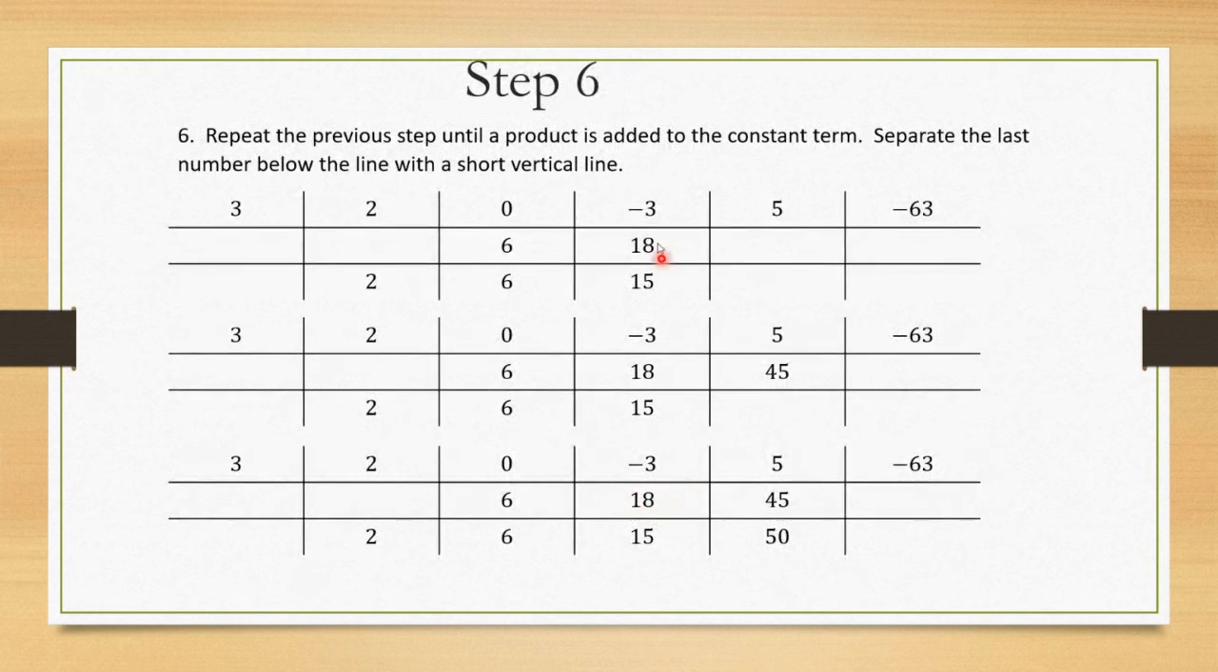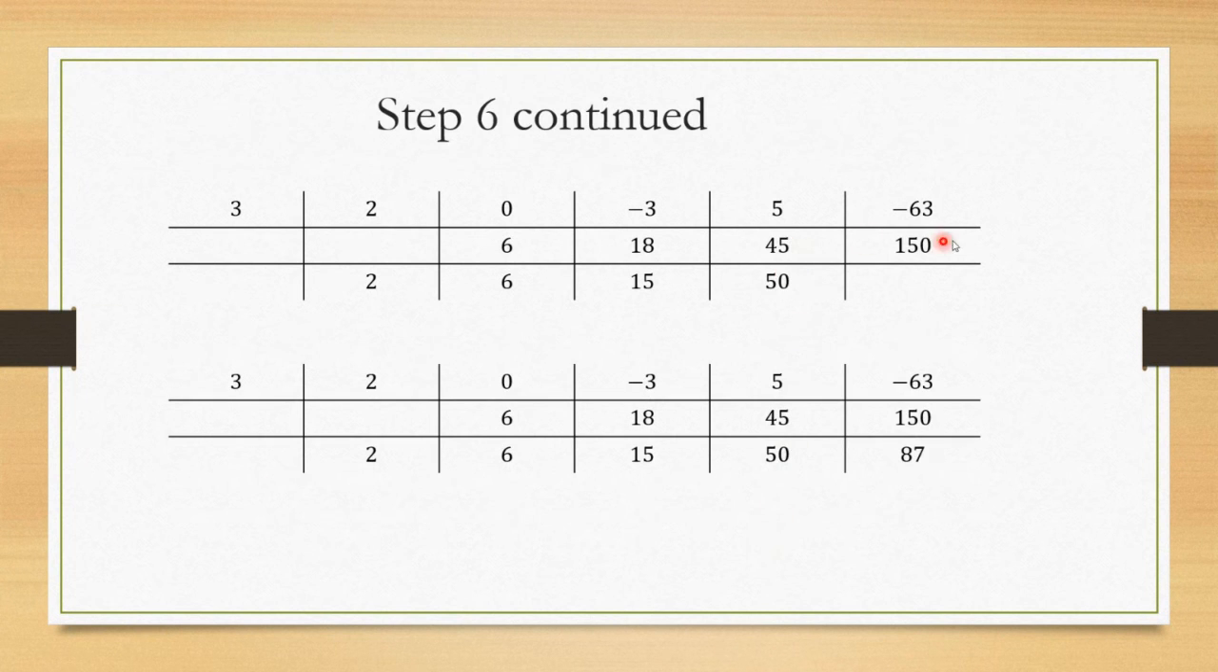Then we have 3 times 15. That's 45. 45 goes here, as you can see in this grid. So we add 5 to 45. That gives us 50 down here. Then we get 3 times 50, which is 150. That's going to go in here. And then we add to get 87.